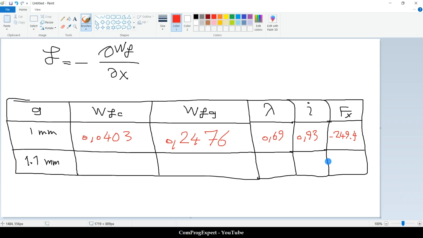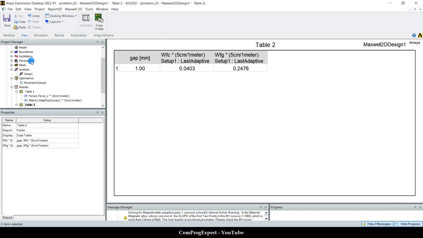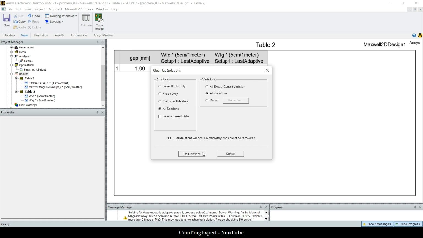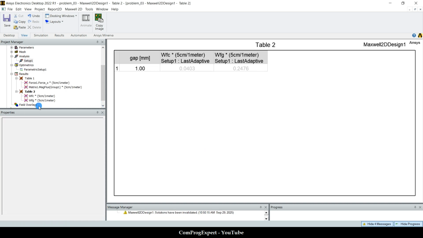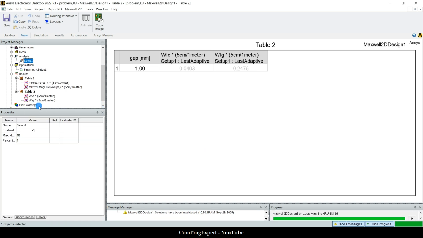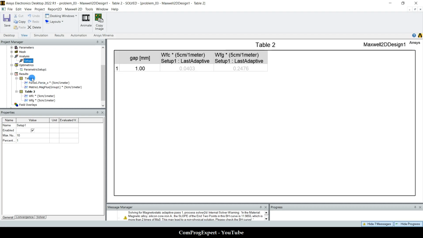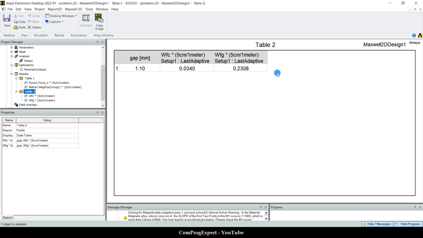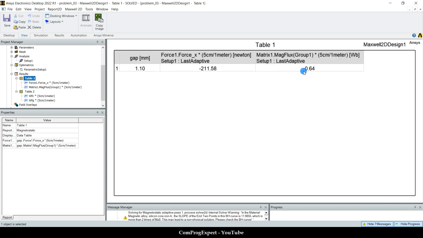Now let's change the position to 1.1. In this case, if I repeat the analysis, then we can check the numbers and the calculated force. Okay, so here is the value of the force, and here you can see the change in the value of the energy. But in this case, the value of the flux linkage is 0.64.